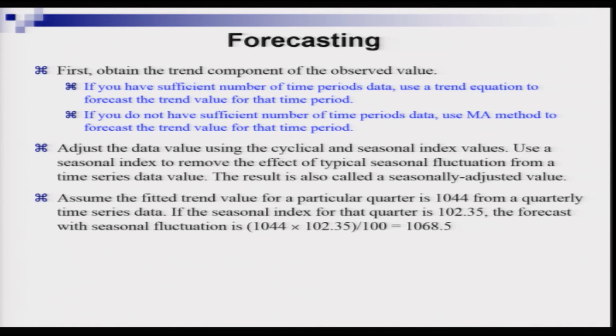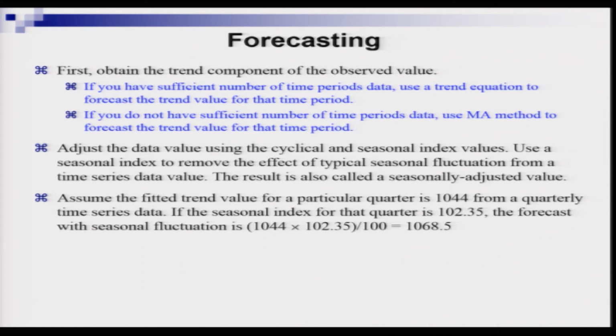Basically, what we have to do is assume the fitted trend value for a particular quarter. Say we are dealing with quarterly data for the sake of simplicity, because we have to take a particular value of k if we are interested to conduct an MA analysis. So, I am assuming here that the data set given is quarterly, so you can apply the moving average method by adopting the value of k equal to 4.